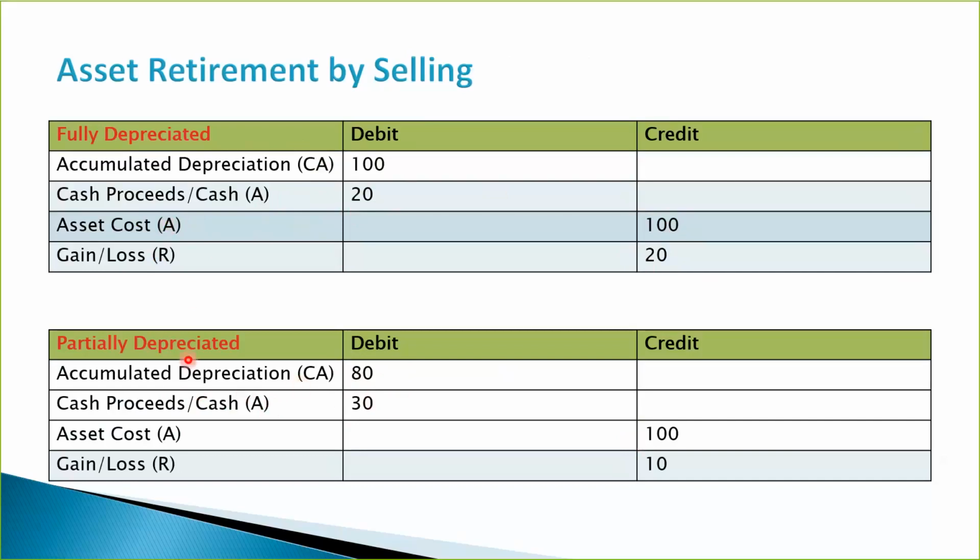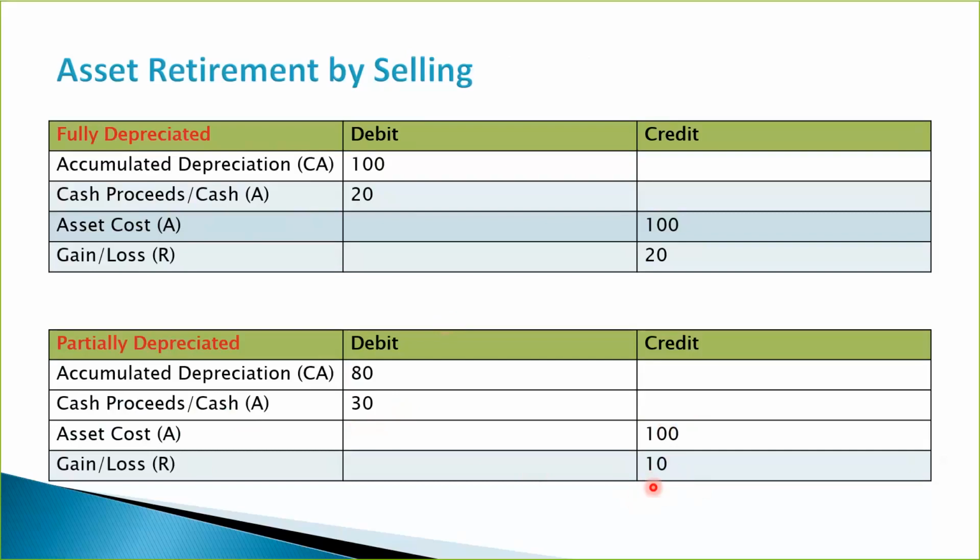But then you decided to sell this asset anyway. In this case, you sold it for $30, maybe because it was newer than this one, which is fully depreciated. You're retiring it, so you're taking it off your books anyway, so you have to credit this full asset cost. So what is your gain? In this case, your gain is $10. It's a gain, so it's a revenue account, so we are crediting it.